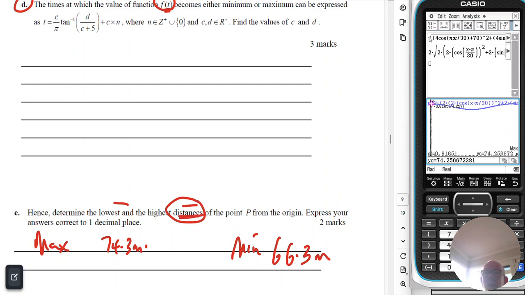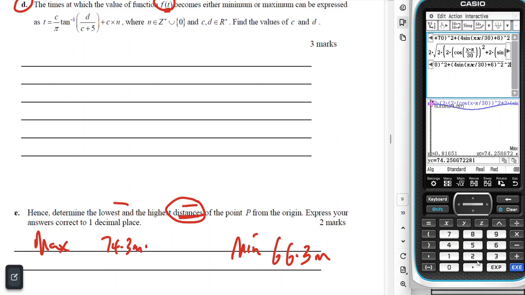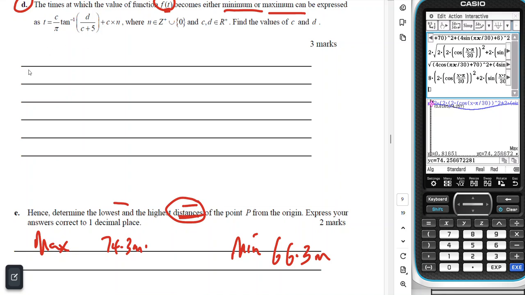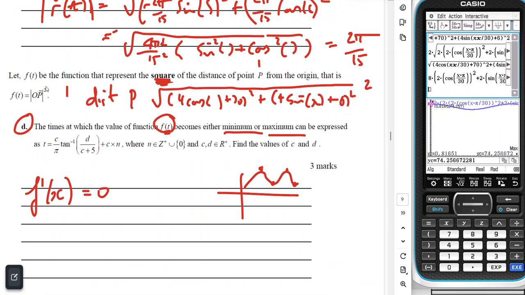Now, for the next part, I need to take this and then square it, which gives me this expression. And I'm interested in the values when it becomes either a minimum or a maximum. So I need the derivative of f of x and set it equal to 0, because that will give me when it is a minimum or a maximum. But remember, this isn't the same as the distance. It's the square of the distance. So I squared my expression there.